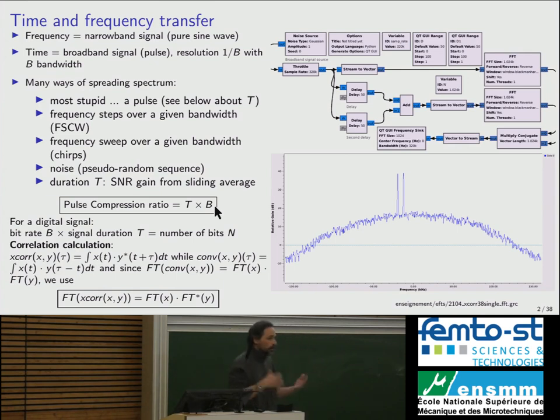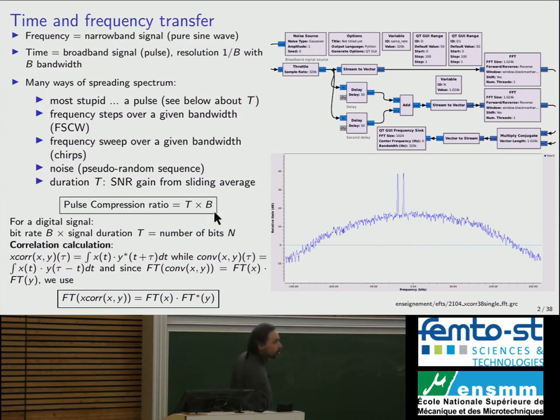And so the duration is in seconds, the bandwidth is in hertz. So in other words, this is a unitless quantity that gives you the improvement in terms of signal-to-noise ratio. The correlation width, so the cross-correlation width, will be the inverse of the bandwidth, 1 over B, and the signal-to-noise ratio will be improved as T times B, the pulse compression ratio.